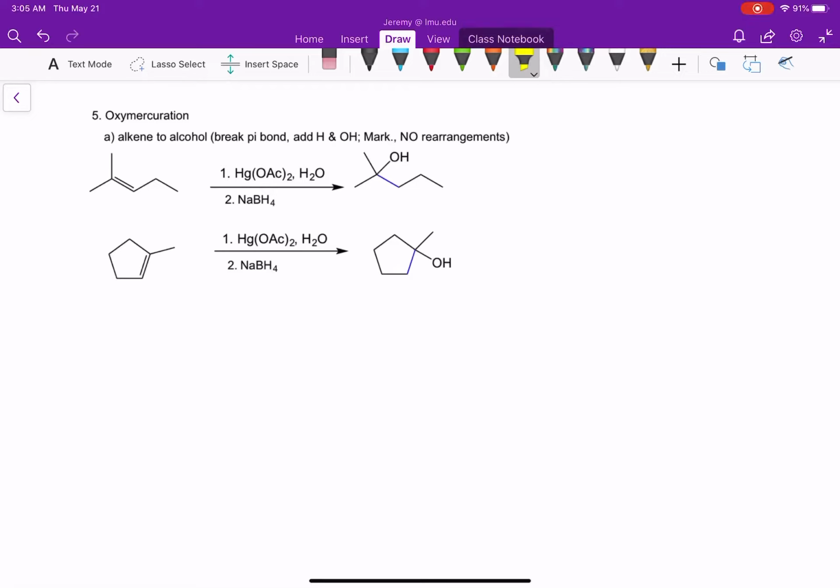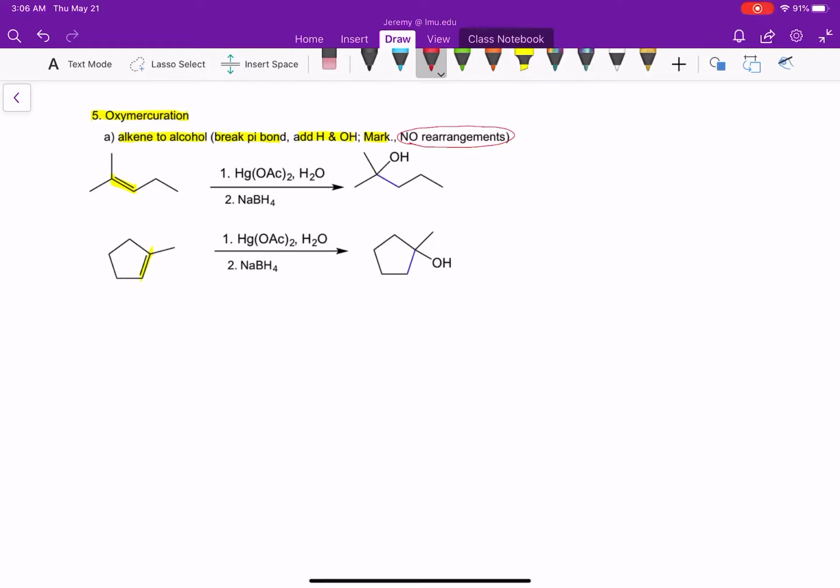All right, our next reaction is oxymercuration, and we're going to see this is very similar to acid-catalyzed hydration. In this reaction, again, we're going to start with an alkene. This is an alkene addition reaction, and we're going to take an alkene to form an alcohol. So just like the acid-catalyzed hydration reaction, we're going to break the pi bond of the double bond. We're going to be adding an H and an OH across the double bond, following Markovnikov's rule, okay? But the key difference here is that there are no rearrangements that take place with this reaction, all right?